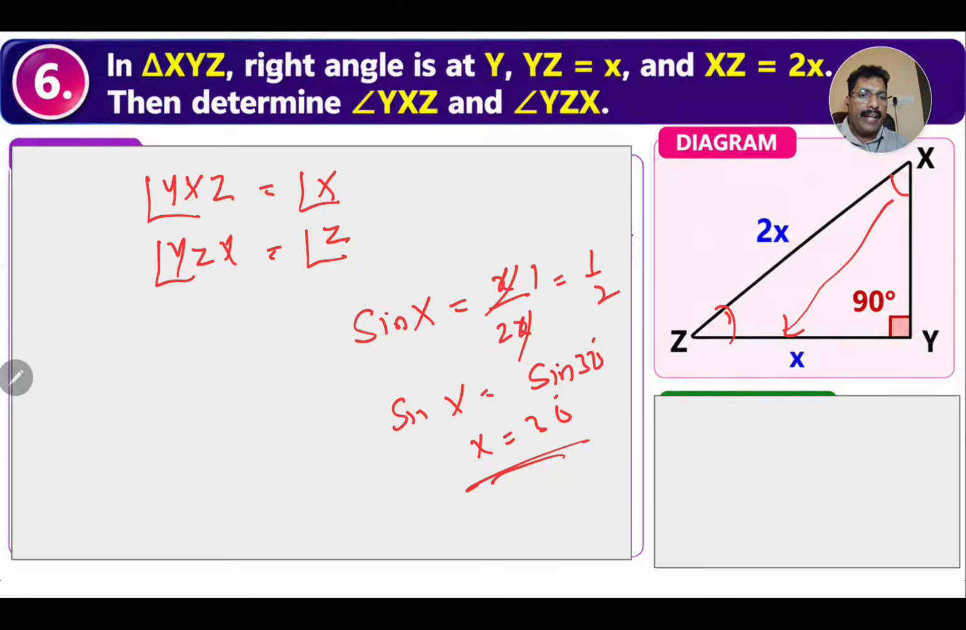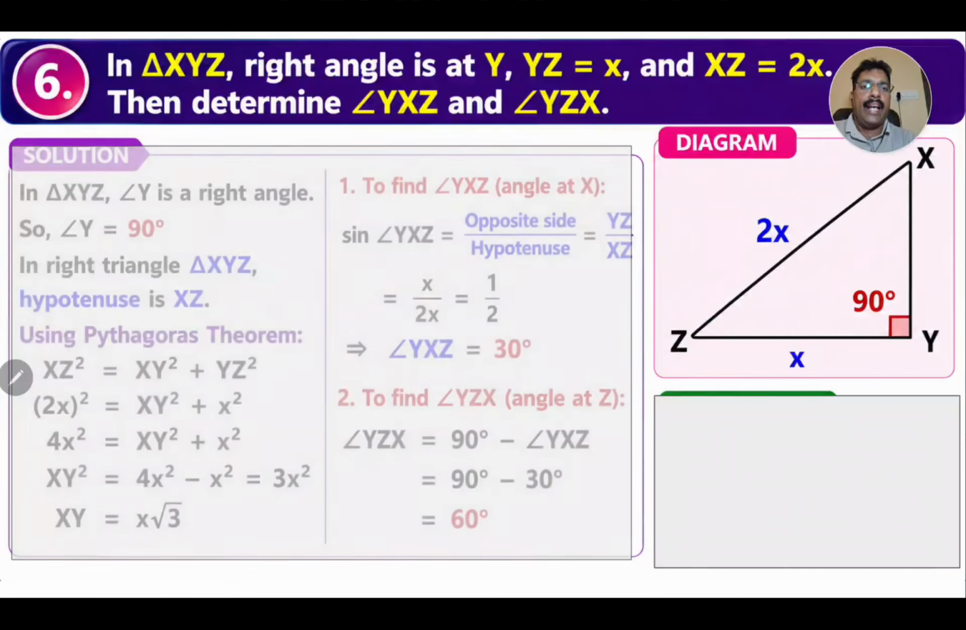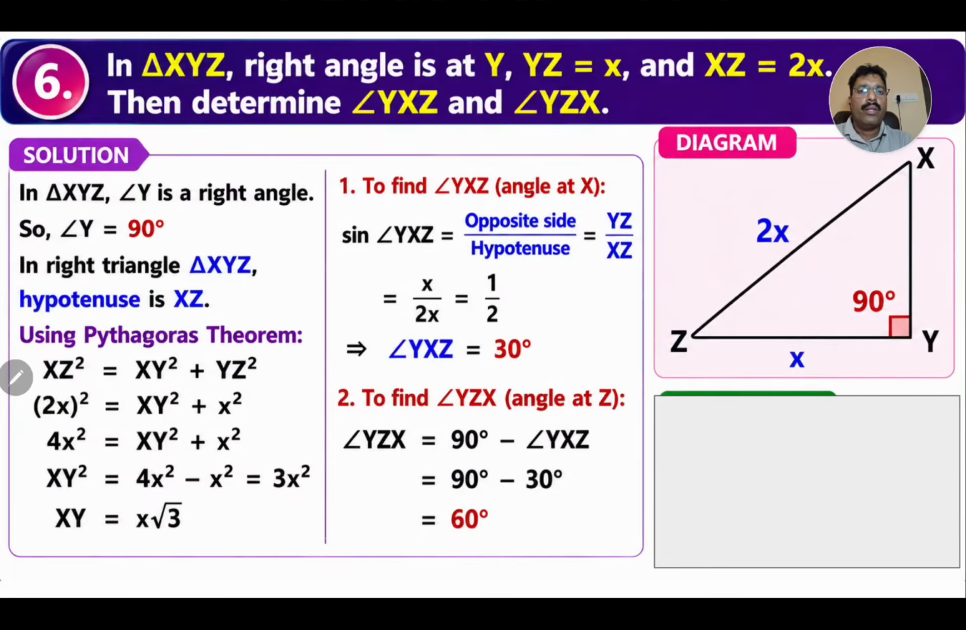Now we have to find angle Z. For angle Z, we do not know the opposite side; we know only the adjacent side and hypotenuse. The adjacent side and hypotenuse relation is cos. Cos Z I am taking. For angle Z, the adjacent side is x and hypotenuse is 2x. Again x and x will get cancelled, you will get 1 by 2. So cos Z is equal to 1 by 2. Cos how many degrees is 1 by 2? Cos 60 degrees value is 1 by 2. Therefore angle Z is equal to 60 degrees. In this way we have to find angle X and angle Z. Next we will go for the next question.